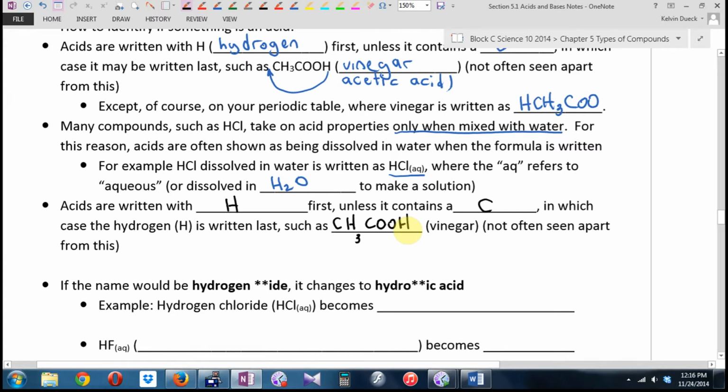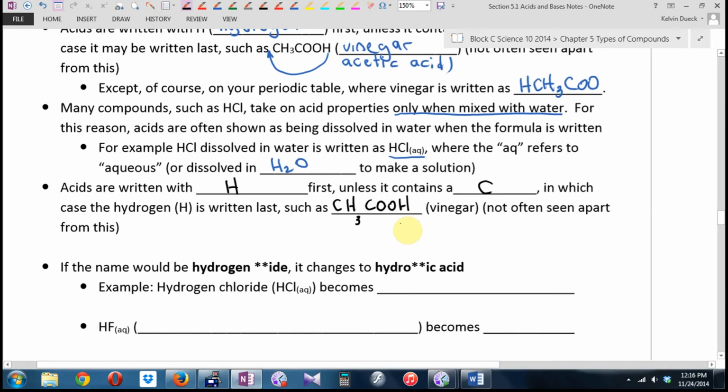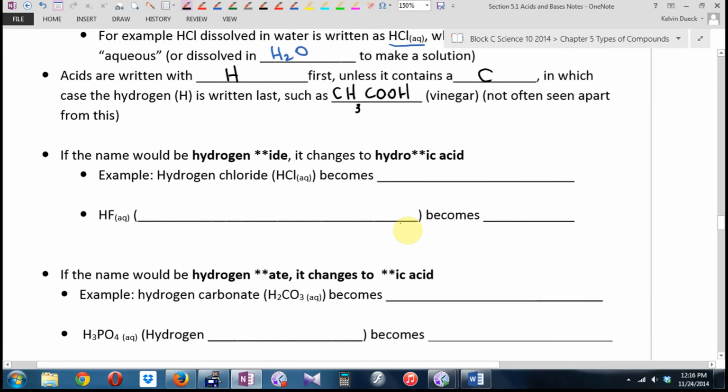And here is the naming procedure. It's going to get confusing. Don't freak out because you're going to have a little reference sheet. If the name would be hydrogen blank-ide, for example, HCl would be hydrogen chloride. When you dissolve it in water, when it's aqueous, it becomes hydro-blank-ic acid. So hydrogen chloride becomes what? Hydrochloric acid.